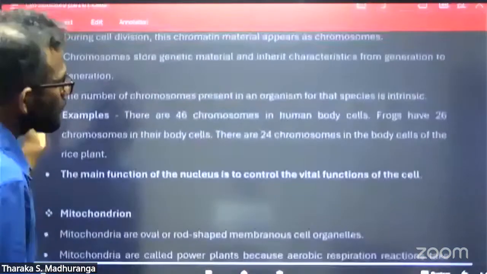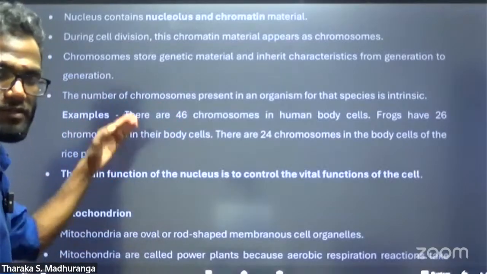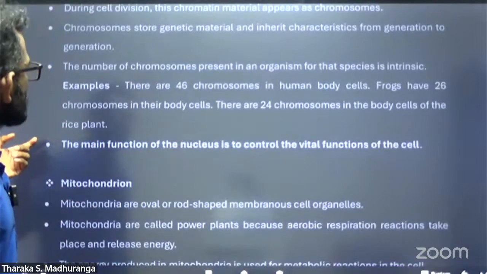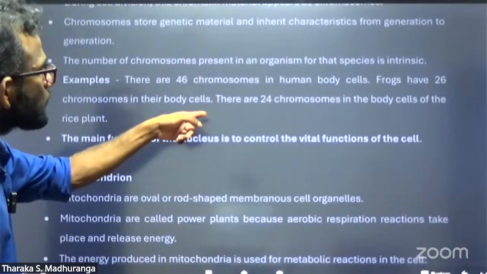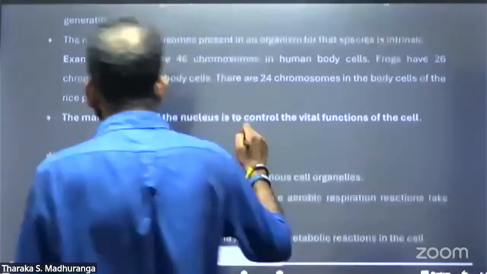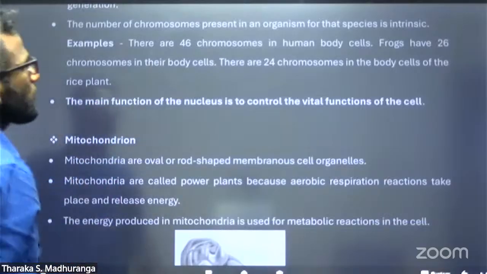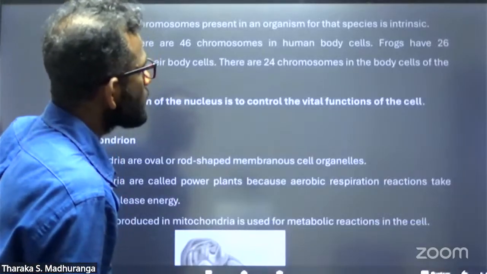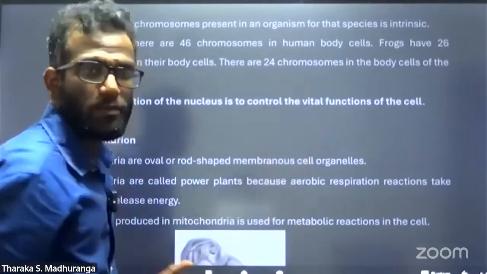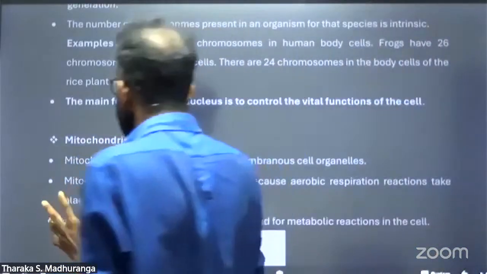In the nucleus, the chromosome number changes from organism to organism. In humans it is 46. In the rice plant, there are 24 chromosomes. Therefore it changes from type to type. The main function of the nucleus is to control the vital functions of the cell. That means all the functions are maintained and controlled by the nucleus, because it is the main unit of the cell.